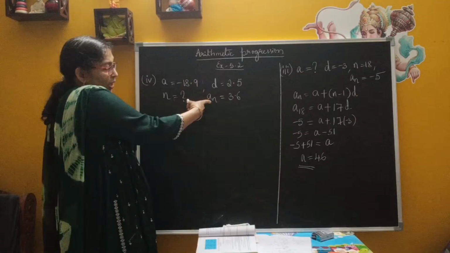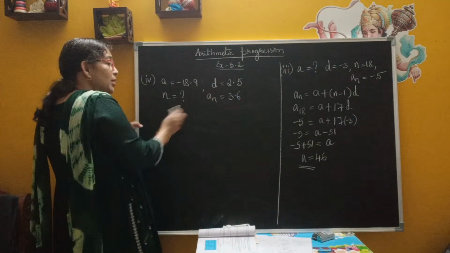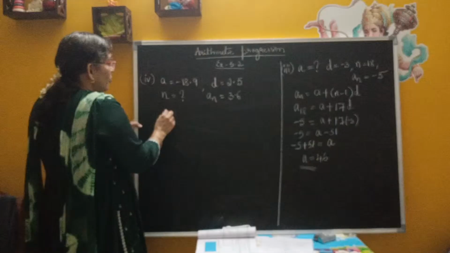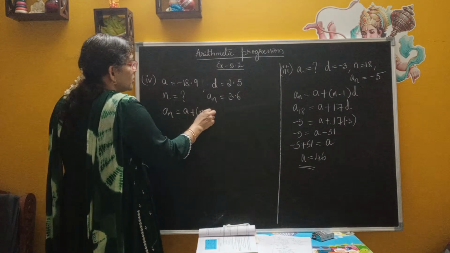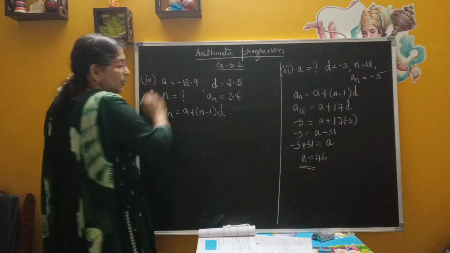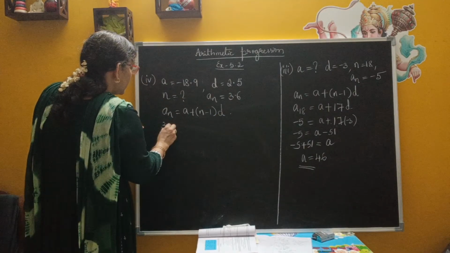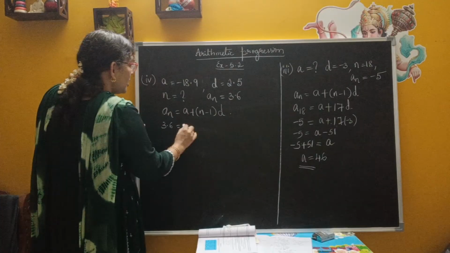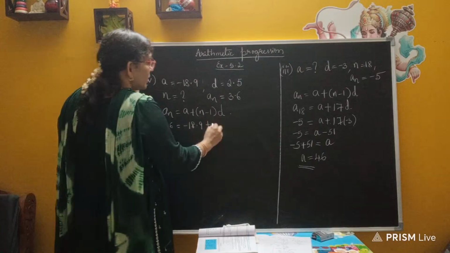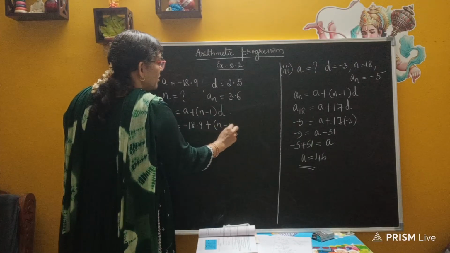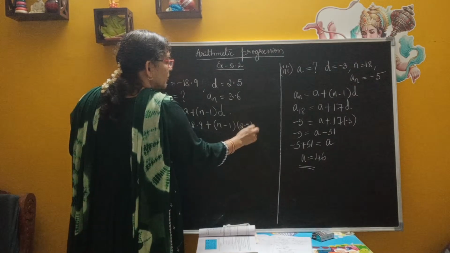Now we cannot write which term is 3.6, isn't it? So let us use the formula directly. The formula is AN is equal to A plus n minus 1 into d. Substitute: AN, how much? 3.6. A is minus 18.9 plus n minus 1, as it is, into the d value, how much? It is 2.5.